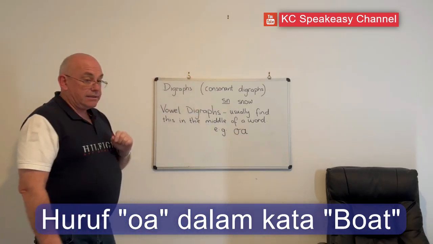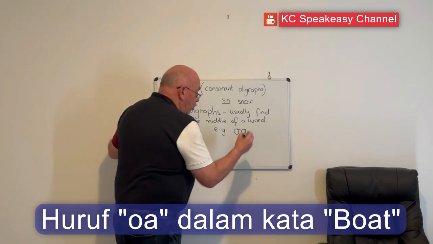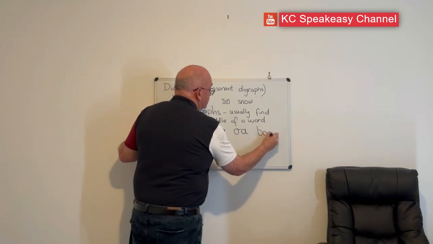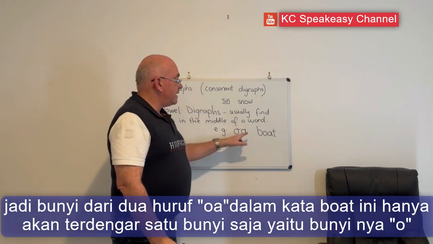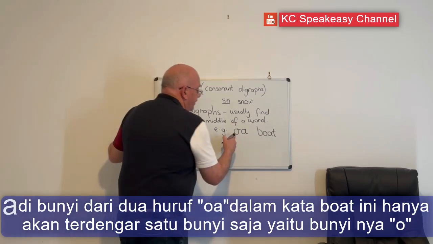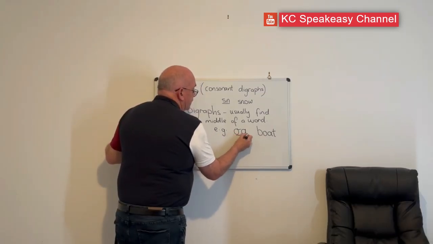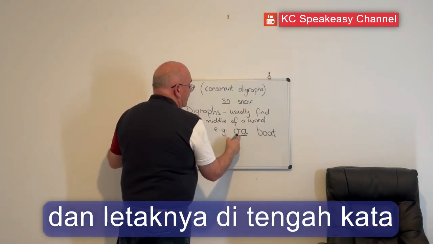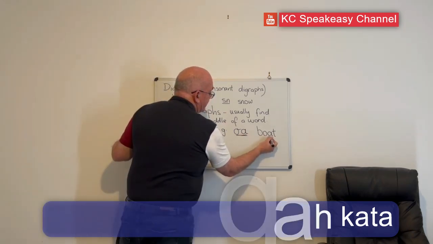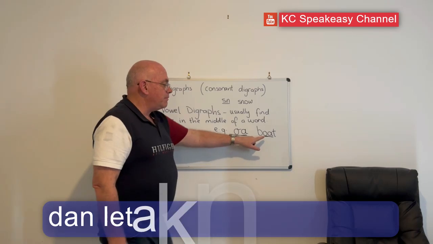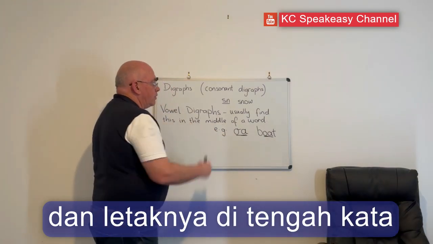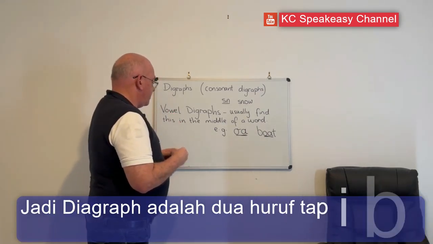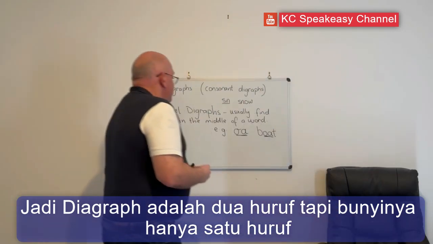Okay, O-A. And if I put it in a word like boat, all right, like a boat, you can see it's in the middle of the word. So O-A is our vowel digraph, and we can find that in boat. There it is there. And it's in the middle of the word, okay, in the middle. All right, let's have a look at another one. So I'll just rub that out to show you. So that's the vowel digraph.